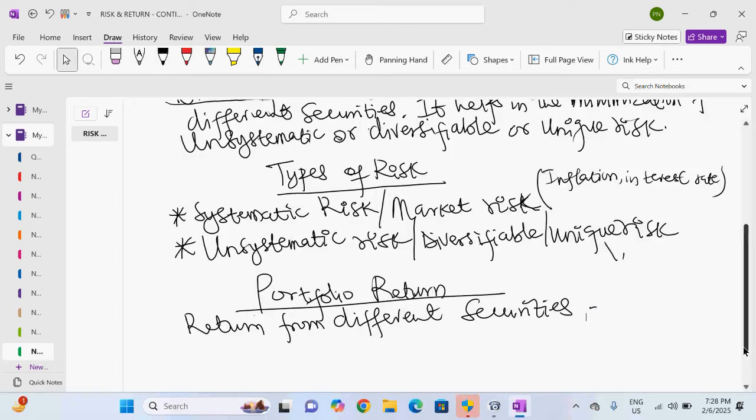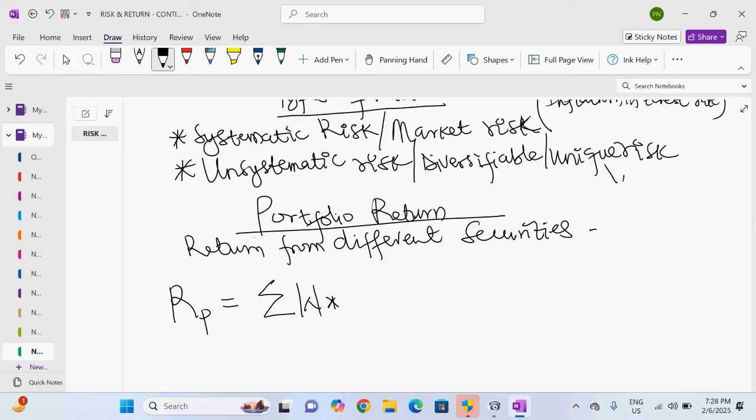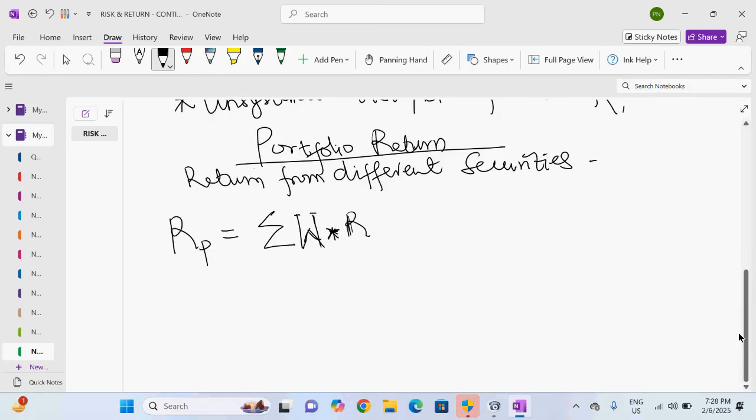Now, what is the formula for the portfolio return? That is RP, the portfolio return, which is the summation of the weight multiplied by the return. That is the formula for the portfolio return.